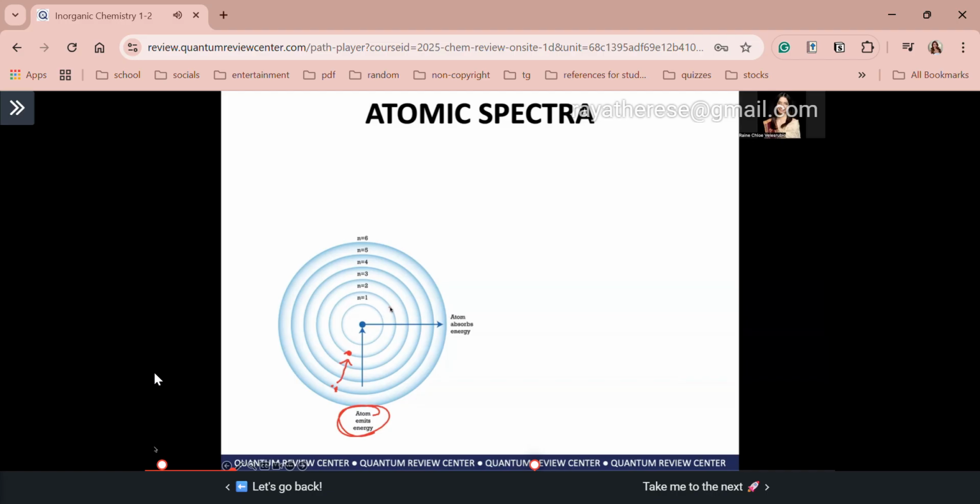Now, when the electron is at a lower energy level, let's say at n is equal to 1, and it goes to n is equal to 6, then the atom absorbs energy. There is absorption of energy when an electron goes from a lower energy level to a higher energy level.